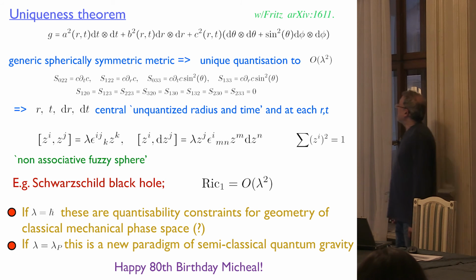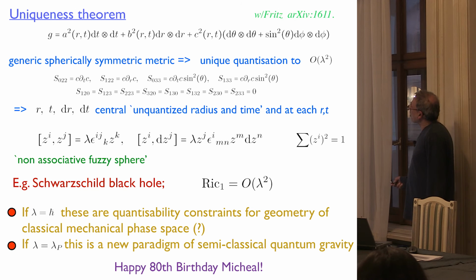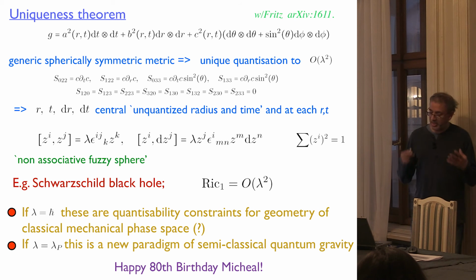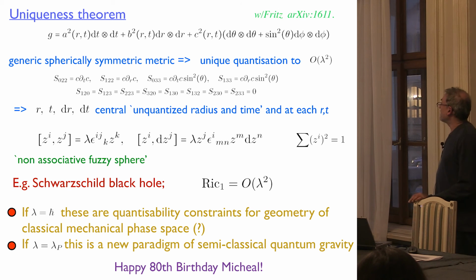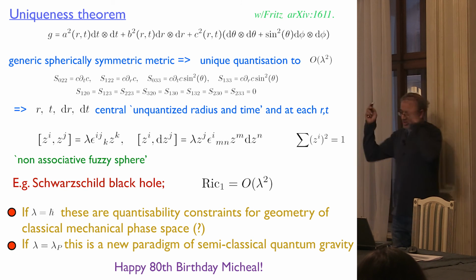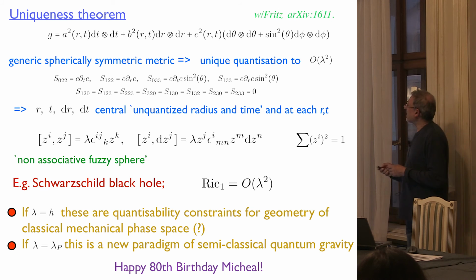And as part of this process, we find that r and t and dr and dt have to be central, so they commute. So they are unquantized. So this is a non-quantization theorem for radius and time in a spherically symmetric situation. But at each r and t, so they're kind of classical r and t, you have the angular degrees of freedom, and they are quantized.